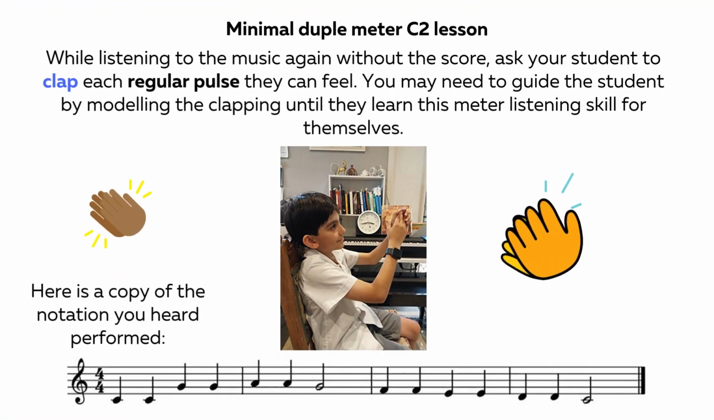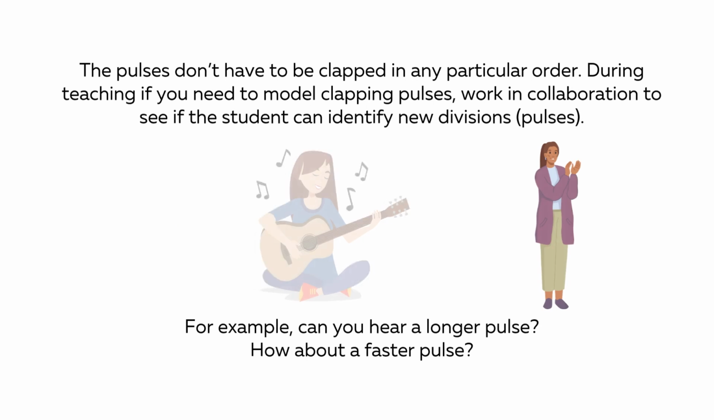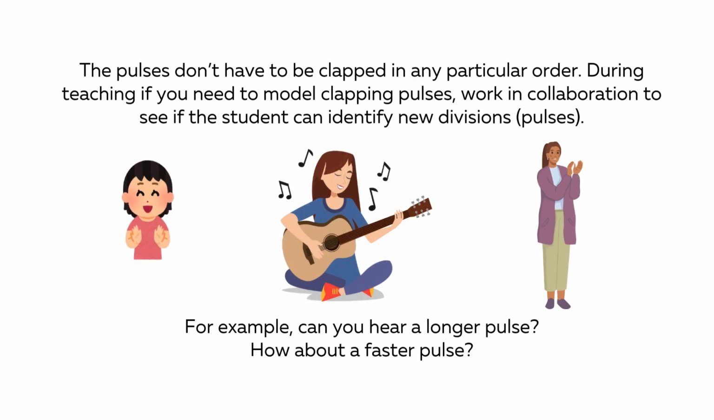While listening to the music again without the score, ask your student to clap each regular pulse they can feel. You may need to guide the student by modelling the clapping until they learn this meter listening skill for themselves. The pulses don't have to be clapped in any particular order. During teaching, if you need to model clapping pulses, work in collaboration to see if the student can identify new divisions or pulses. For example, can you hear a longer pulse? Or how about a faster pulse?